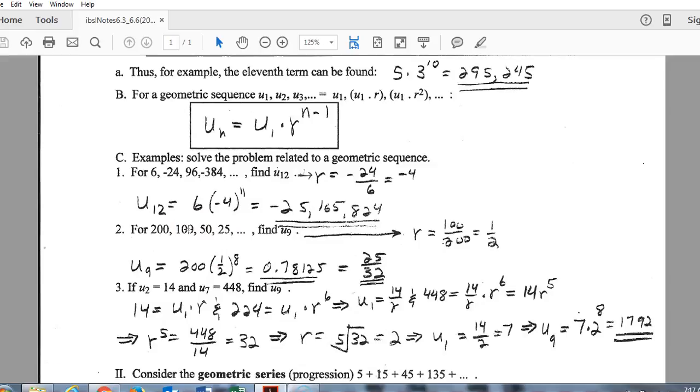So if you want to pause the video and give that one a try, that would be good. But again, here's your first term of 200. You can see the common ratio is 1/2.